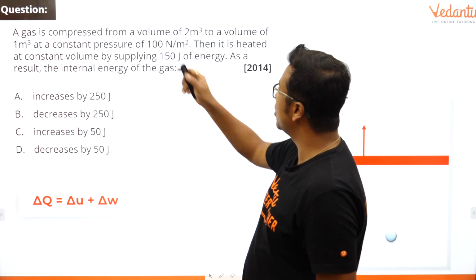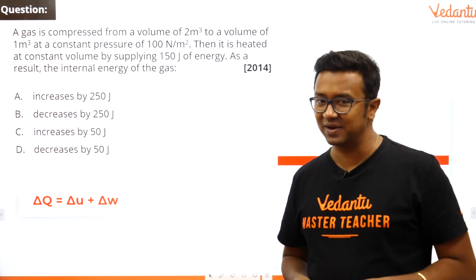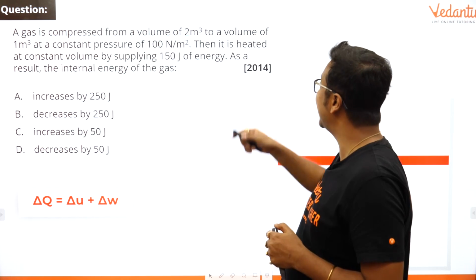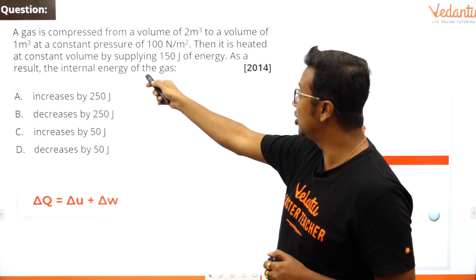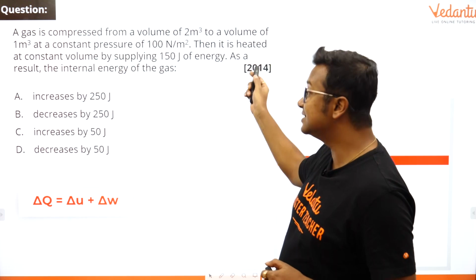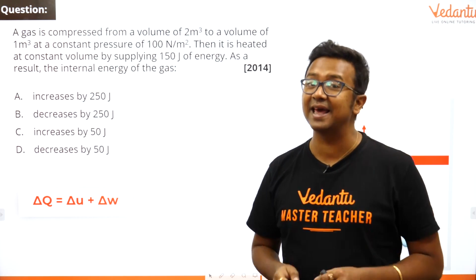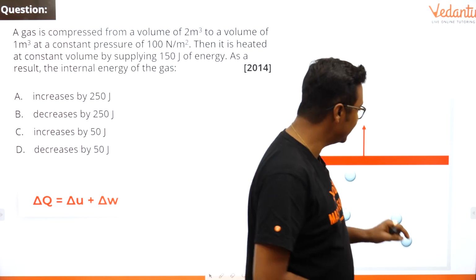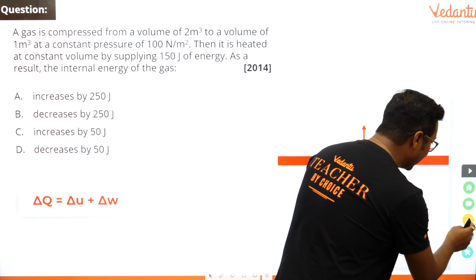And at a constant pressure of 100 Newton per meter square. And then you supplied some heat at a constant volume, that is, 150 joules of energy. They asked us what is going to be the internal energy change of the gas. Clear? Chalo, let us have a look at this.